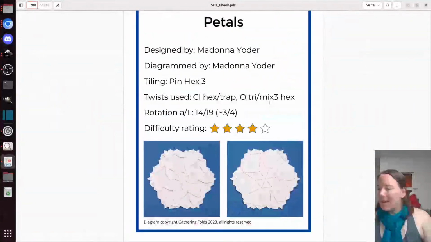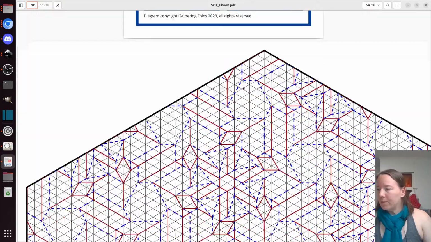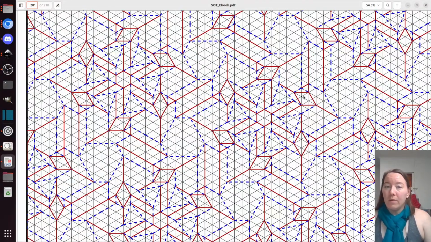But if we go down to the next example, this is using a tiling that I call pinwheel hexagons 3-fold, or pinhex 3 for short, where we have a hexagon going to triangles, going to, looks like a rhombus, but it's not because it's got this double depth pleat. That's actually a closed trapezoid. That's then going into, so the double depth pleats and a single depth pleat of the neighboring one are going into this mixed depth hexagon.